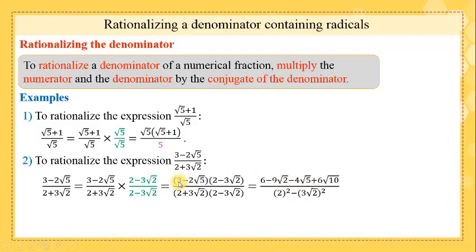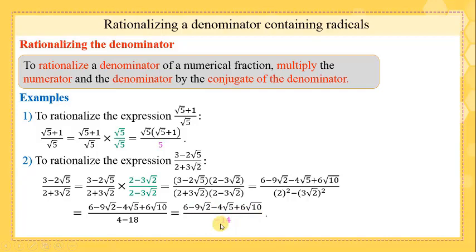Here we do not forget to use the distributive property: first by first, first by second, second by first, and second by second. In the denominator we apply the third remarkable identity, 2 squared minus 3 radical 2 squared. This is equal to 6 minus 9 radical 2 minus 4 radical 5 plus 6 radical 10 over 4 minus 18. The final answer is 6 minus 9 radical 2 minus 4 radical 5 plus 6 radical 10 over minus 14.